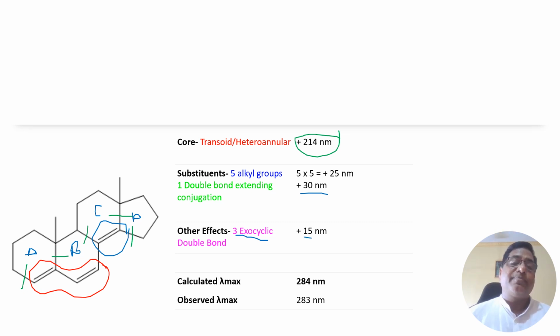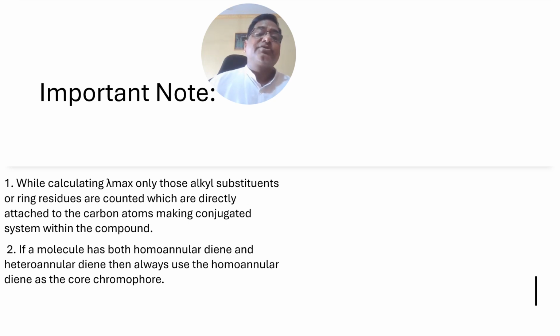So it comes to 15, and add this value together, you will get the value 234. So in this way, you can calculate the lambda max value. So an important note is that if both homoannular and heteroannular systems are present in the same molecule, then for the calculation of lambda max, you must consider the base value of homoannular diene, that is 253.